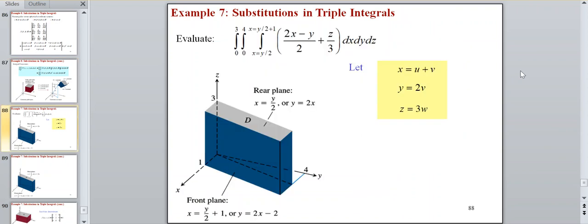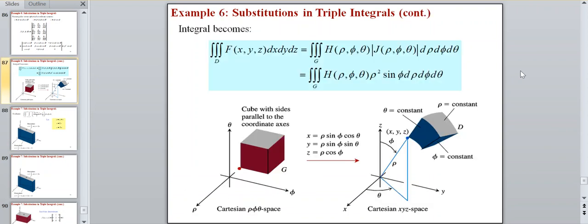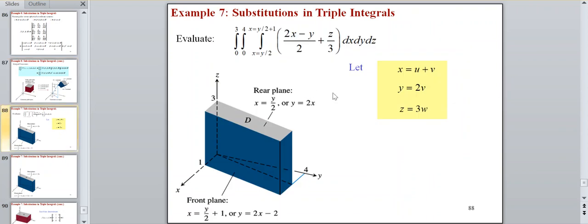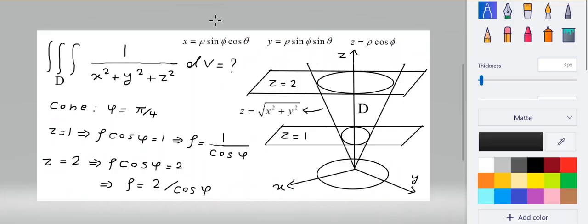Okay, you can see next we have an example, but before that I have provided an example for you. So first we discuss that one, then after that we will discuss this example. Okay, look at this example. We have a triple integral of 1 over x squared plus y squared plus z squared d phi on D.